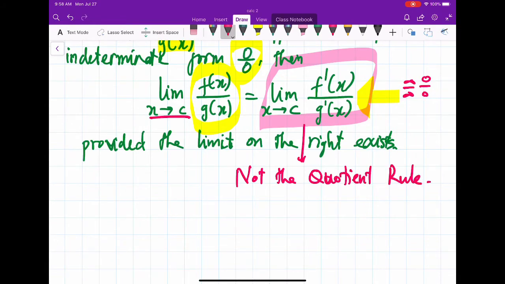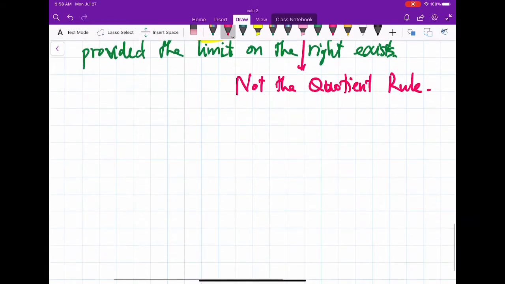I taught this course several times, and sometimes students are confused with this. We differentiate the top and differentiate the bottom. We don't differentiate the whole f over g using the quotient rule. Okay, we have to pay attention to that. Let's consider the following example.